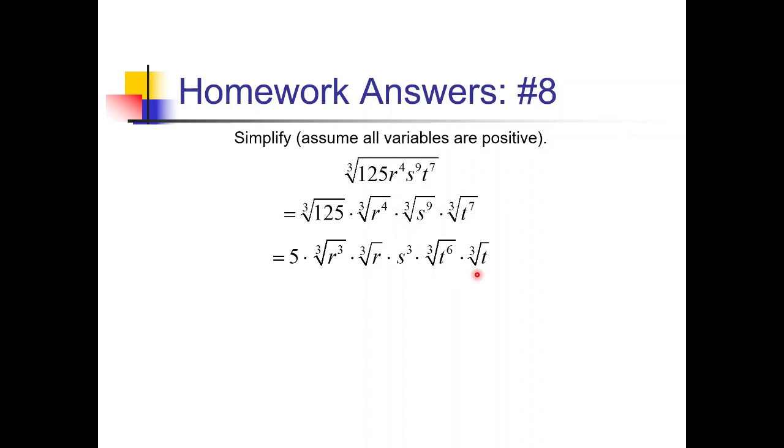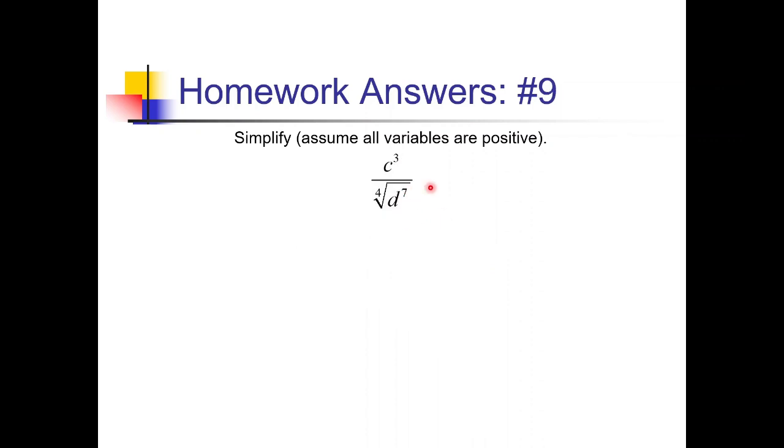Going back through now, I've got a 5. Cube root of r cubed is just r, so 5r. Let's see, s cubed is along for the ride. And then we have the cube root of t to the 6th. 6 divided by 3 gives me 2, so t squared. And then for my radicals, I have a cube root of r and a cube root of t that are left over, so that gives me a cube root of rt.